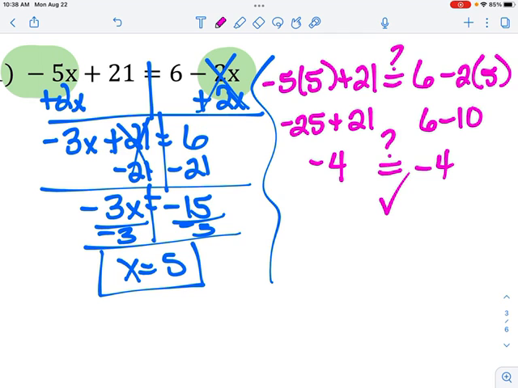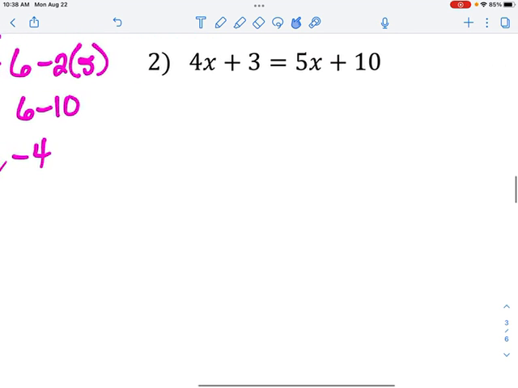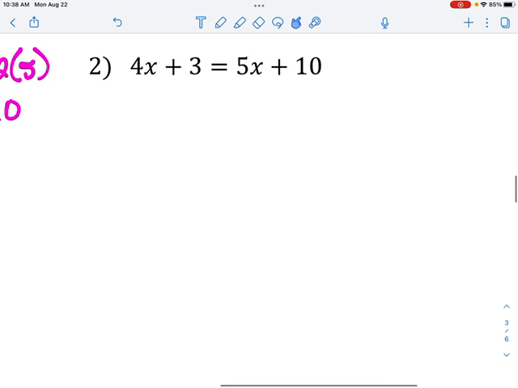Now, that's how you would check it if you would like to do that. You always have that option to check. You just simply plug back into the x's, make sure your two sides are equal, and that tells you that you're doing those problems correctly. Okay, let's continue on. Let's look at number 2 here.